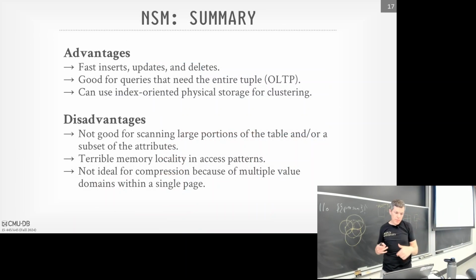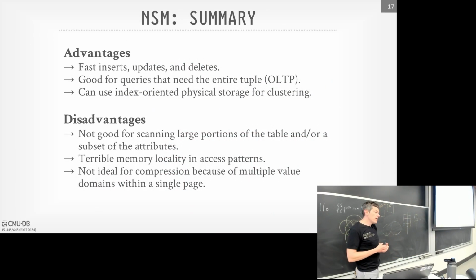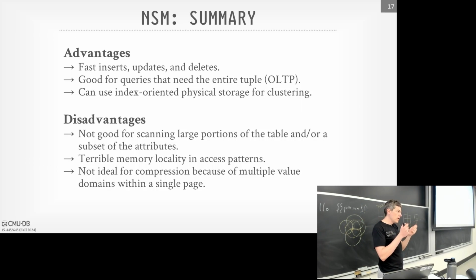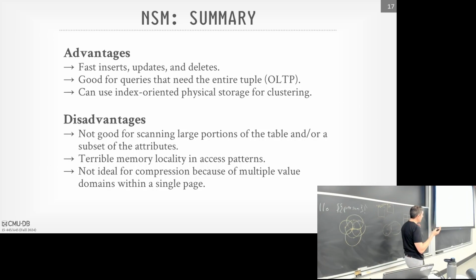So NSM, the row store, the advantage is that it's really great for inserts, updates, and deletes. Anytime I'm updating a small amount of data, this is fantastic because it's going to be one page, and I'm done. It's great for queries that need to get the entire tuple. Any select star query, which you shouldn't write anyway, but there's a lot of them, then all my data will be right together. And then we can use other techniques like index ordering and clustered storage to keep everything in sorted order, so the physical layout of the data is actually good for queries as well.